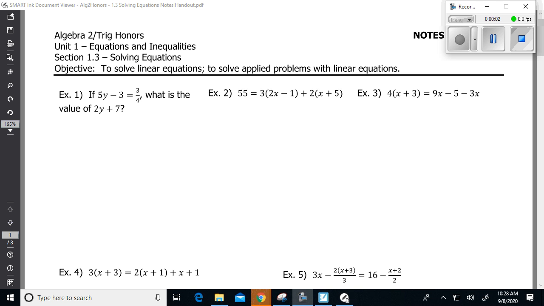Jump in. So today we're going to focus on solving equations, both in their standard format and with word problems. We will get through a few word problems today, and we'll finish up with some more word problems on Thursday. So let's not waste any time. Jump right on in with example number 1.